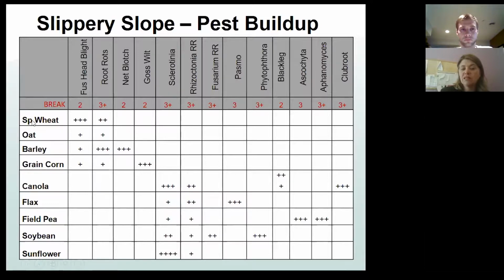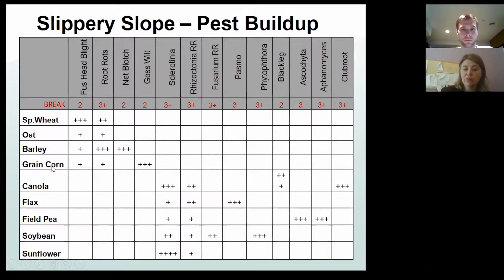So just because you grow spring wheat and then you want to flip to grain corn, they have the same disease profile. So Fusarium is still a concern in all of them. It affects the plant a bit of a different way, but it's still a concern. Root rots as well. But then there are other diseases that don't go back and forth.